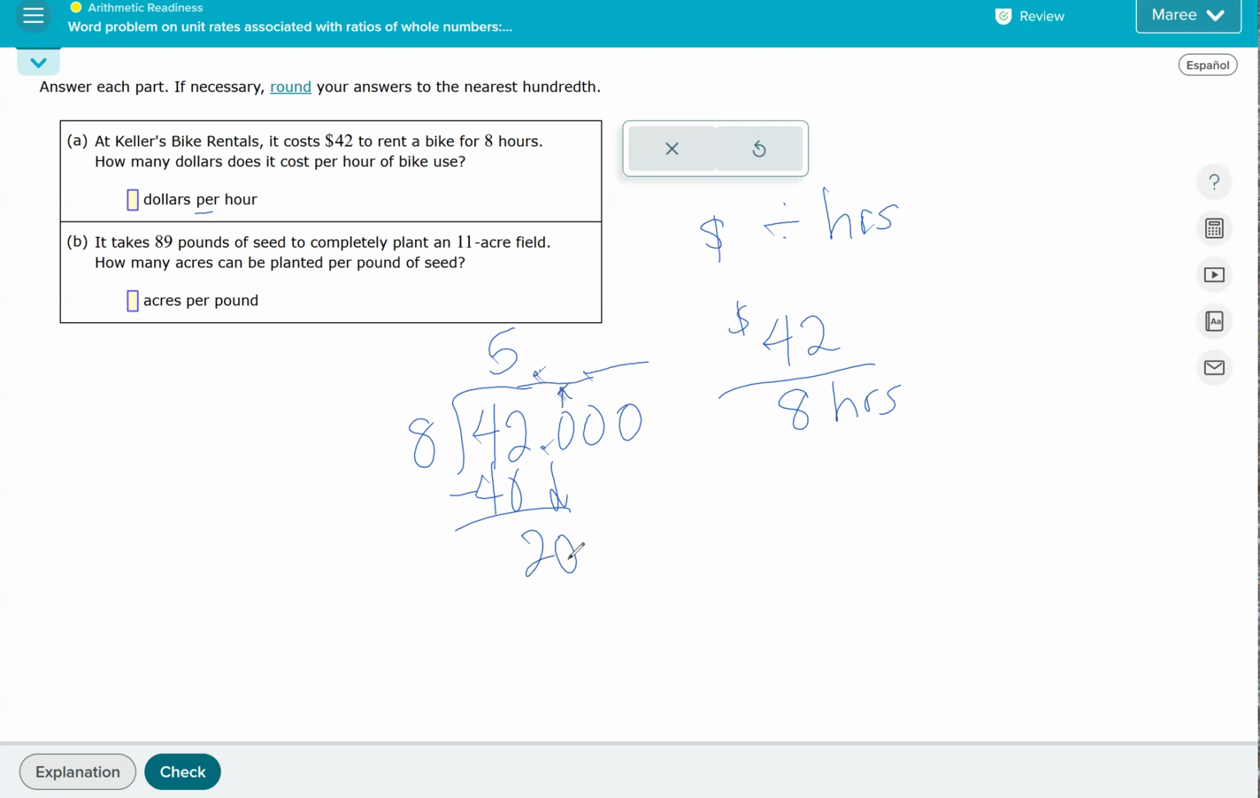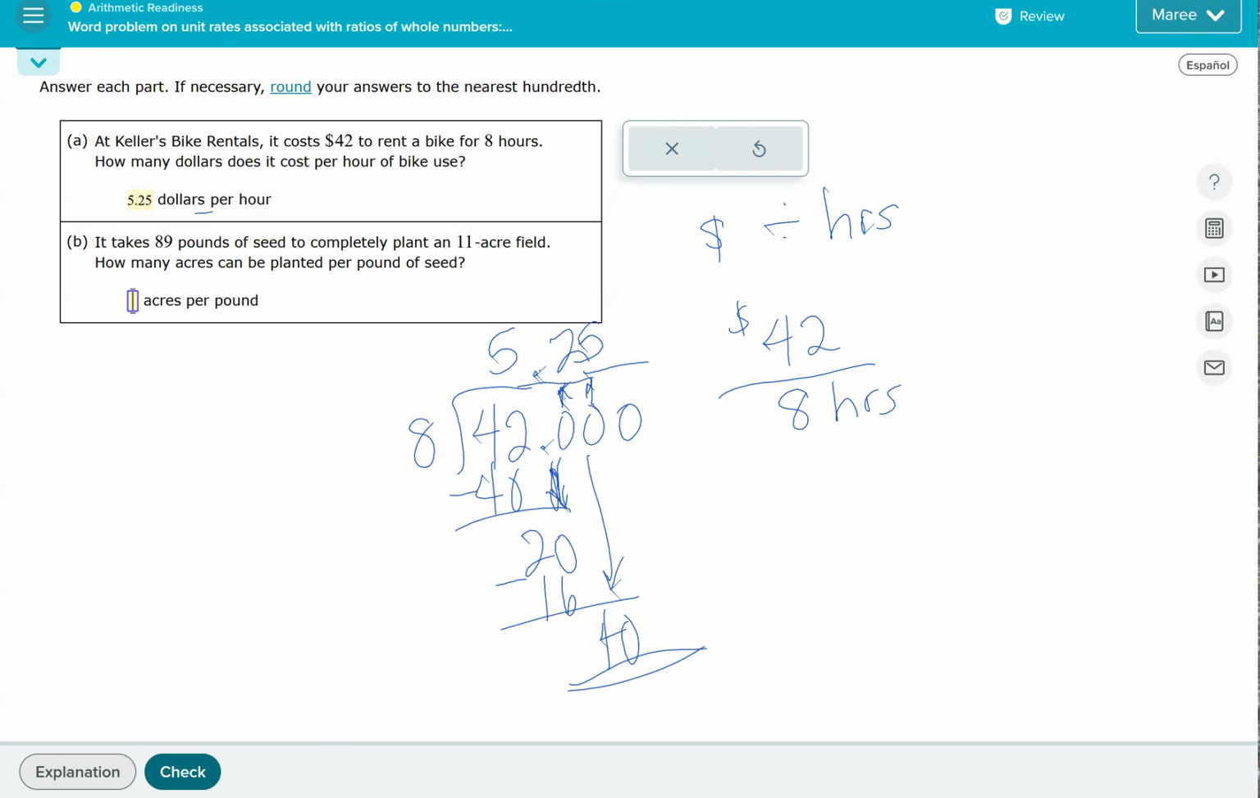So 8 goes into 20 2 times. Because we brought down this 0, your answer has to go above that 0. So 8 goes into 22 times, which is 16. Subtract, 4, bring down this 0. 8 goes into 40 5 times, which has to go above that 0. And it goes evenly, so we don't have to even do any subtracting. So the dollars per hour is $5.25.